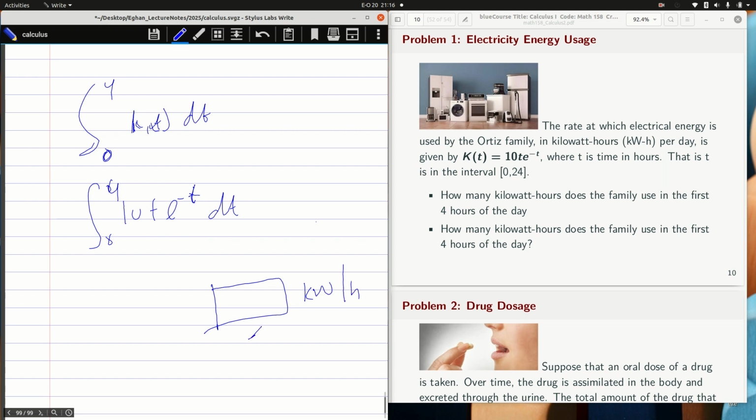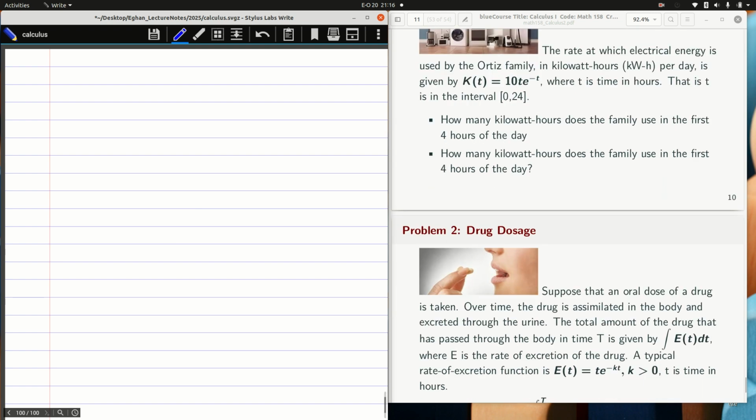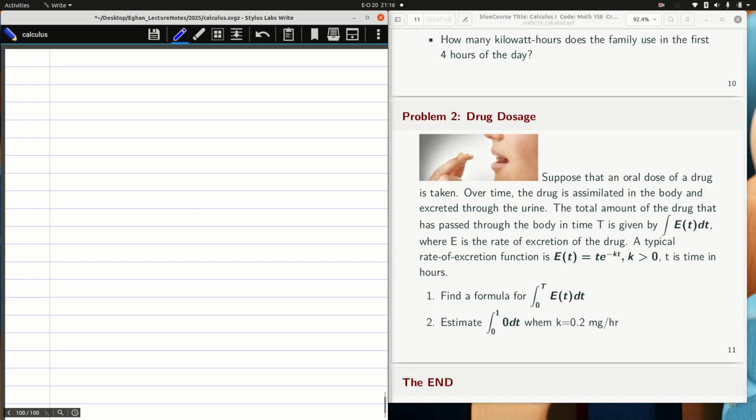You get your answer. The second problem of the day has to do with drug dosage. It says suppose you are taking a drug orally, it goes to the body and then there's some excretion as urine. We can also have sweat as excretion. It goes on to say that the total amount of drug that passes through your body is given by some integral, summation, accumulation. So don't forget, integration is simply accumulation over time. That's why I say area of something. So it's the same as summation or accumulation over time.